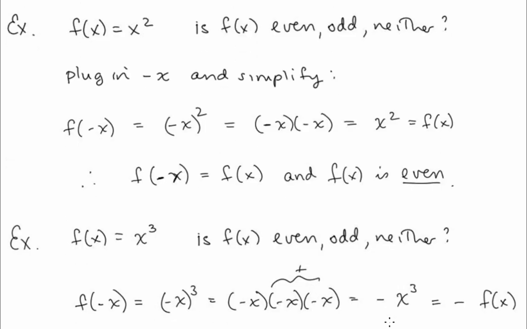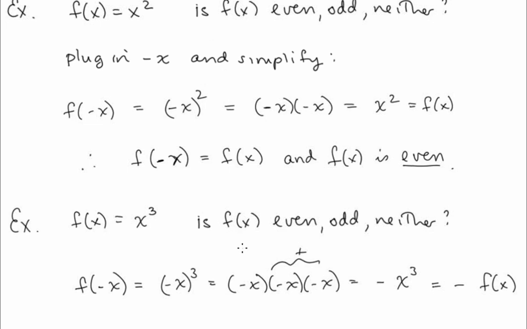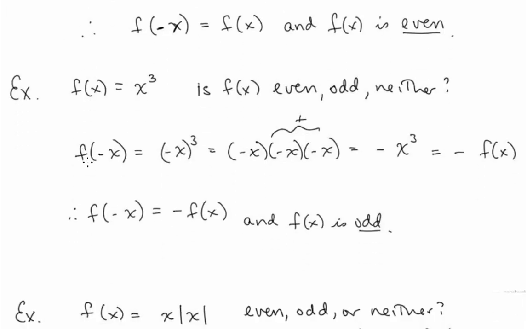Let's take a look at f of x equals x to the third. Same question, is it even, odd, or neither? Again, we're going to start with f of negative x, and that's negative x quantity to the third, and that's negative x times negative x times negative x. Two of these negatives make a positive. We're still going to end up with a negative x to the third. And so this is negative of f of x. So we just showed that f of negative x is equal to negative f of x. That's the definition of an odd function. So this function is odd.